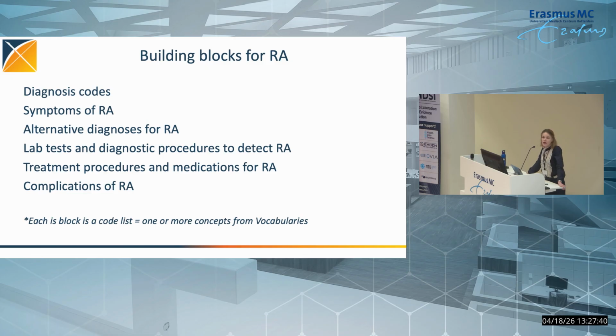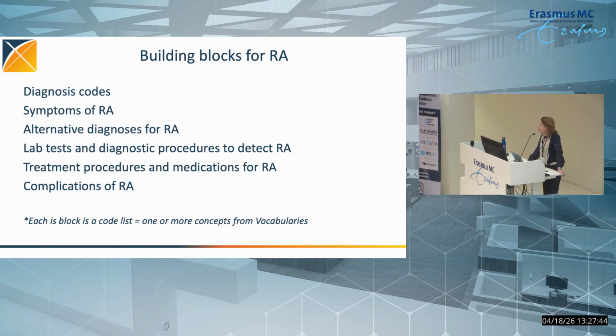When you think about the concept sets that you may need for rheumatoid arthritis, you can think of different buckets. You can think of diagnosis codes, and lots of the times people stop there and think, okay, I just need diagnosis codes and that would be enough. But you can also consider other buckets. You can consider coming up with a concept set for symptoms for rheumatoid arthritis, such as joint stiffness.